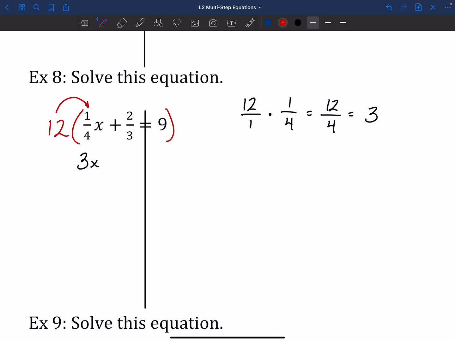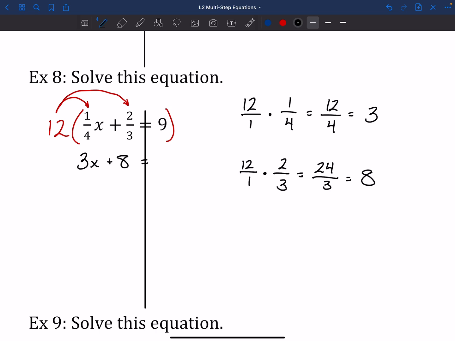All right. This middle piece is probably the trickiest part of this one. 12 times 2/3. So again, think about it as 12 over 1 times that 2 over 3 that's in there. The top multiplies the top to give us 24. The bottom multiplies the bottom to give us 3. And 24 divided by 3 is 8.